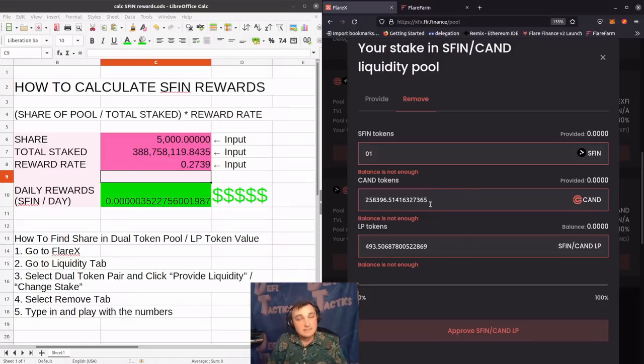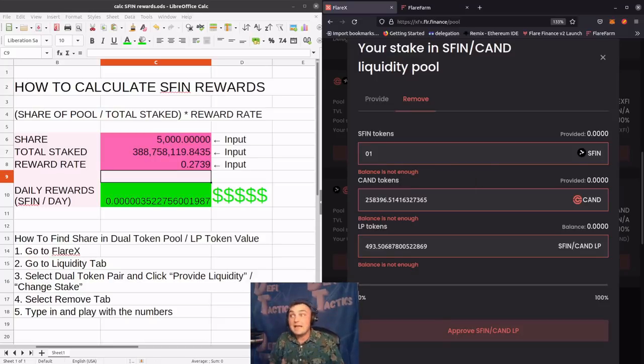So say, for example, this goes from one SFIN equals 258,000 Canary dollar. Say this drops in the next month or so to $150,000. There would be some dollar impermanent loss there. However, if our goal in the long run of this project is to accumulate SFIN, our share of SFIN would actually increase from this one SFIN token.